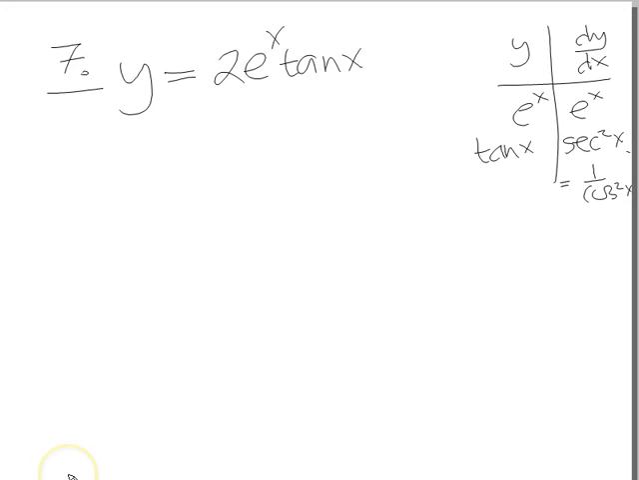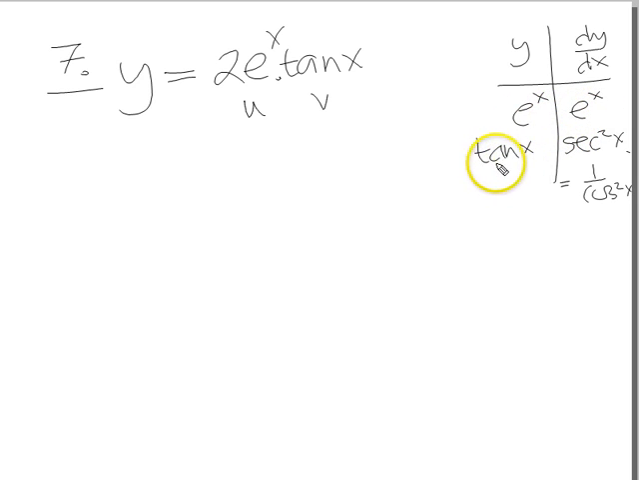Okie dokie guys, let's do number 7. y equals 2e to the x tan x. It's a product, so we can try writing u times v. I've put the table of standard derivatives up though, to remind us that these two things are actually on the table itself. e to the x differentiates to e to the x, and we're very familiar with that.